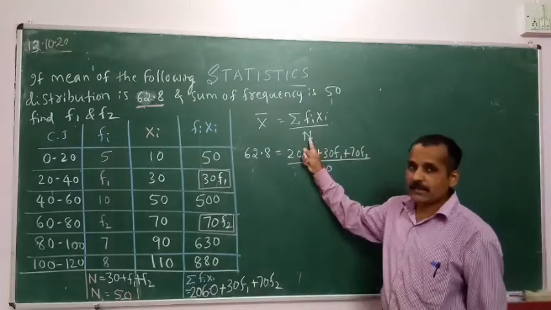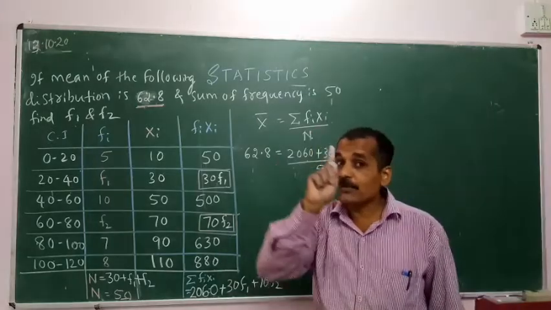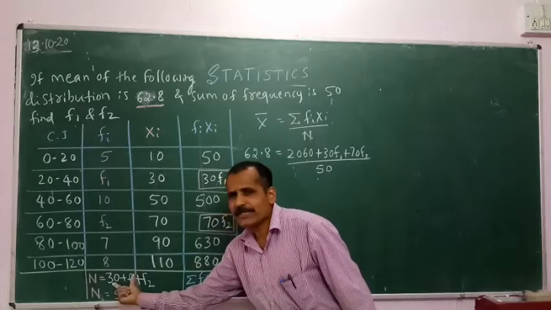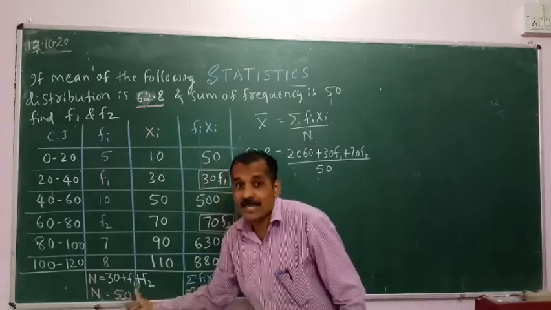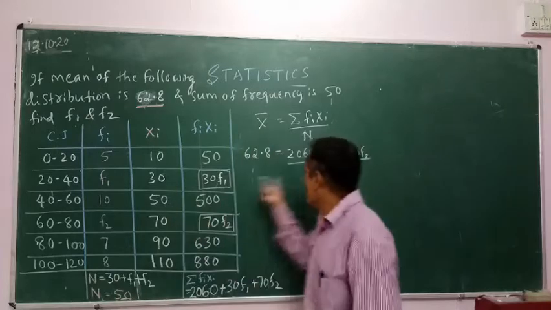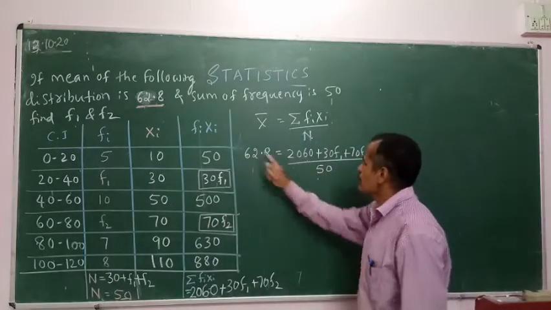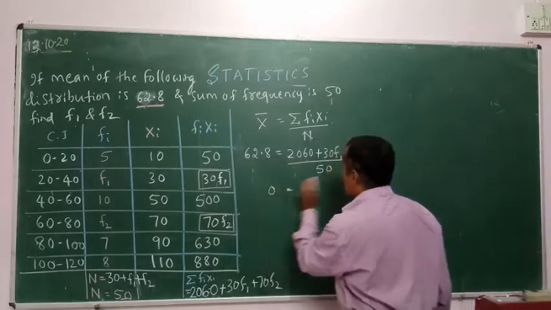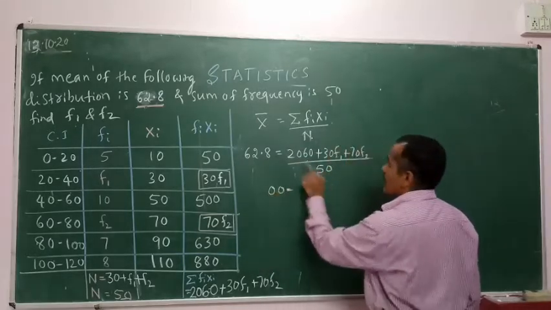In the place of N, when we were solving the problem with one missing frequency, we did not know this, so we had to take this one. But now, since we can take N equal to 50, I will take it here. It is easy to cross multiply. 8 5s are 40. First let me take 0 here. 8 5s are 40.